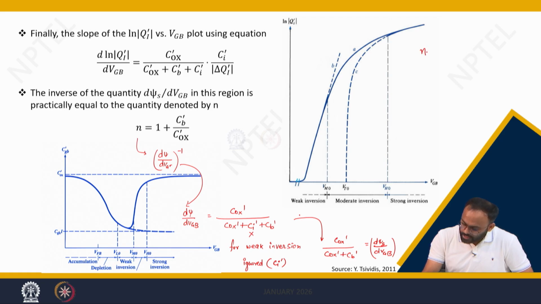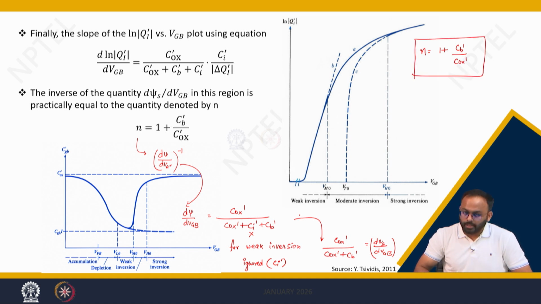Now the inverse of this is nothing but what? N. So N is nothing but 1 plus Cb dash divided by Cox dash. This N tells us how much good control you have. Now you have a parameter which is expressed in terms of capacitances, with which you can define the gate controllability in weak inversion. I will give you another simplification to solve this.